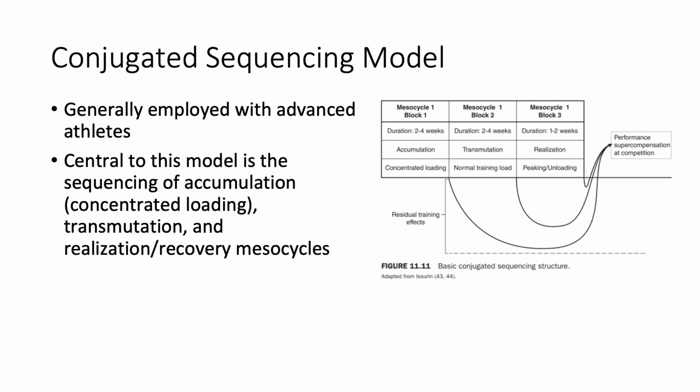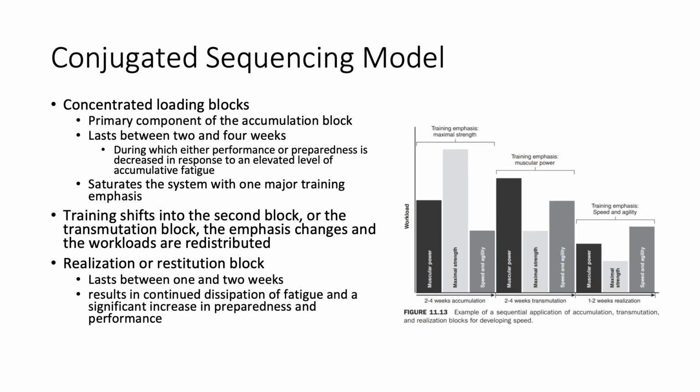The conjugated sequencing model is generally employed with advanced athletes. So central to this model is the sequencing of accumulation, transmutation, and realization or recovery mesocycles. Central to the effectiveness of the conjugated sequencing model is the accumulation loading block. So this block typically lasts between 2 and 4 weeks. The performance and preparedness are decreased in response to an elevated level of accumulated fatigue. So conceptually, this block saturates the system with one major training emphasis.